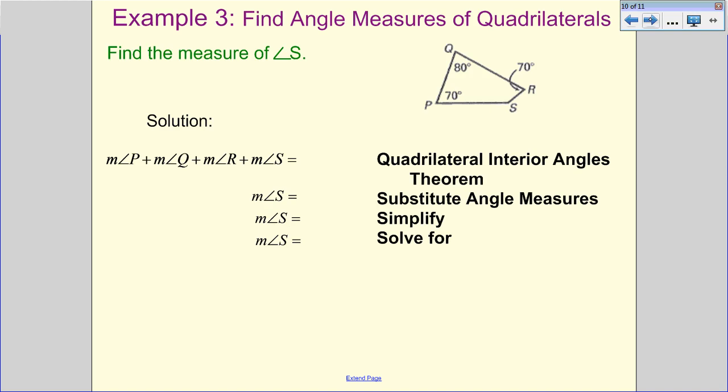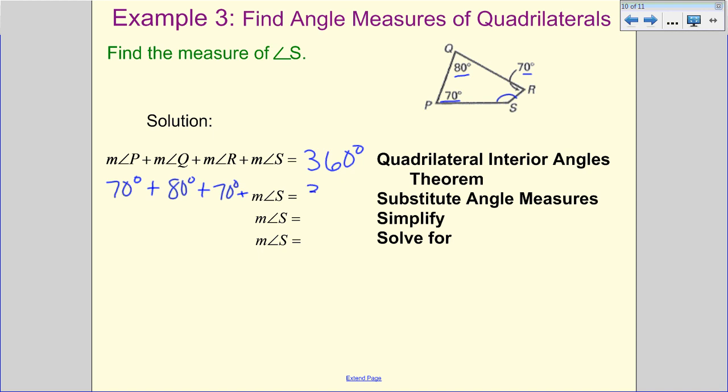All right, so if we take a look, find the angle measures of the quadrilaterals. So I need to find the measure of angle S. Well, I know that if I add up all of the angles, it's going to equal 360 degrees. That's that quadrilateral interior angles theorem. So I'm going to substitute all of the angle measures I know. I know angle P is 70 degrees. I know angle Q is 80 degrees. I know angle R is 70 degrees. So I'm simply taking the angle measures from the diagram.